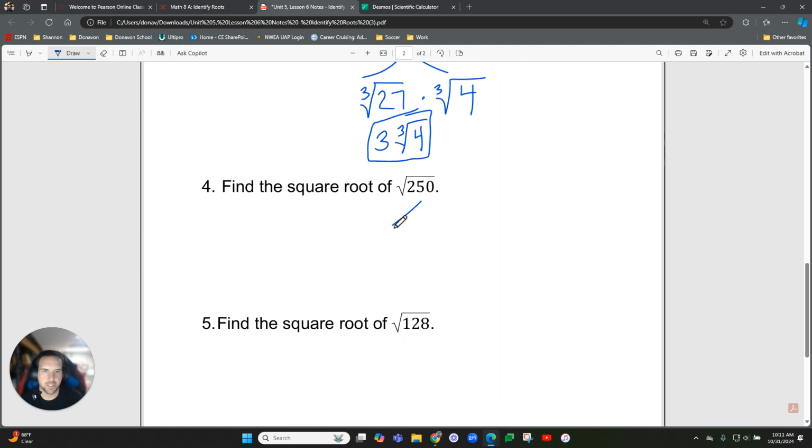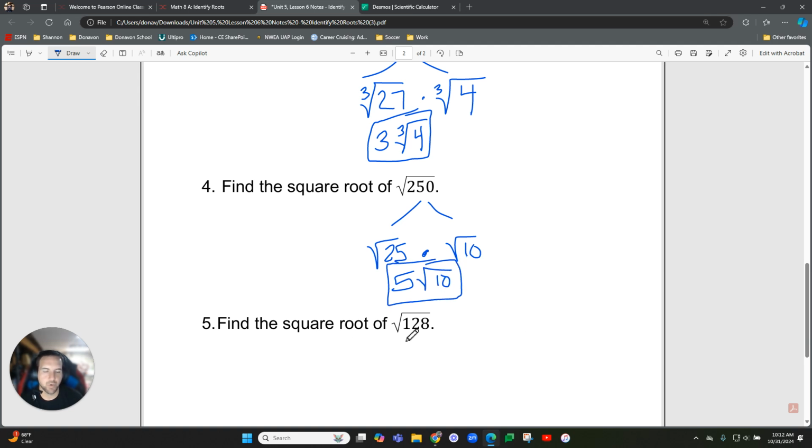So we're going to break this down to 25 times what equals 250. So that'd be 25 times 10. Okay, and then the square root of 25 is 5, so this would be 5 times the square root of 10.